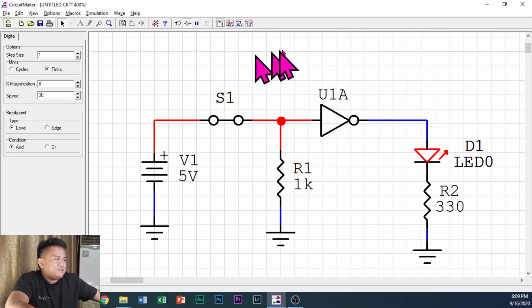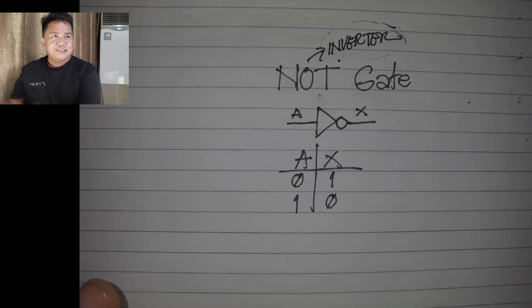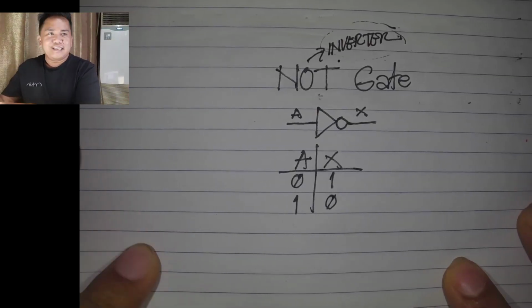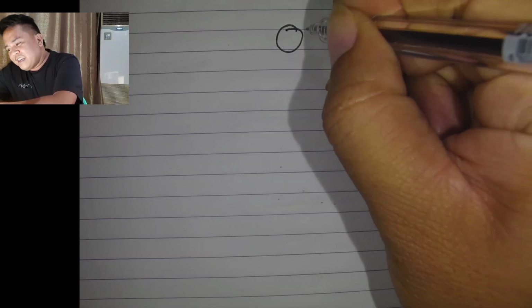So stop natin yung simulation, then balik tayo sa lecture. Lecture na naman tayo. Okay na tayo kay NOT gate. So proceed tayo with another important gate. Ang tawag natin sa gate na ito is called the OR gate.